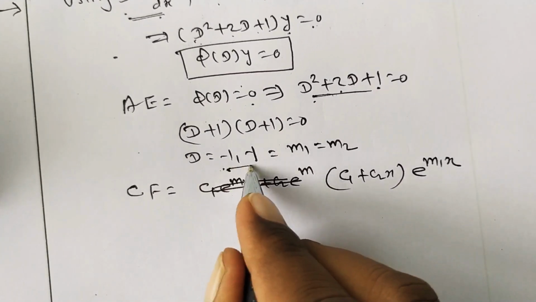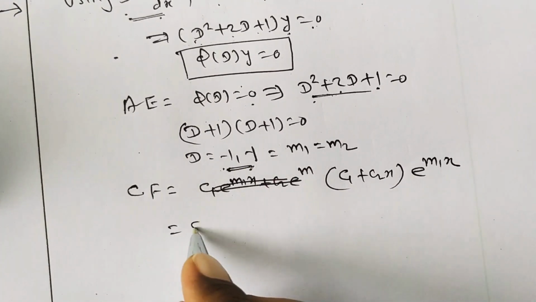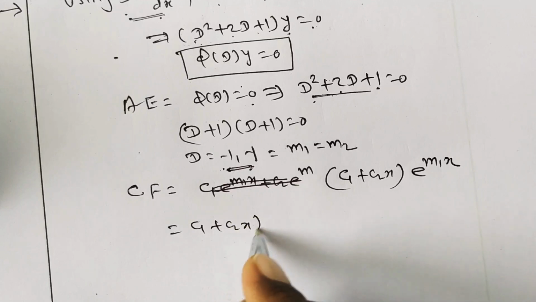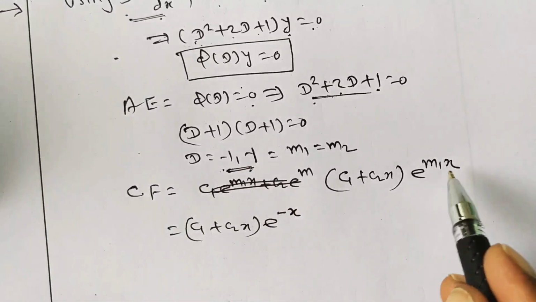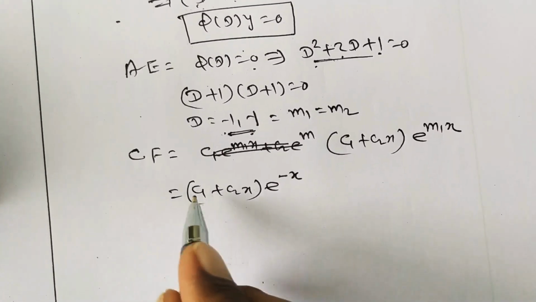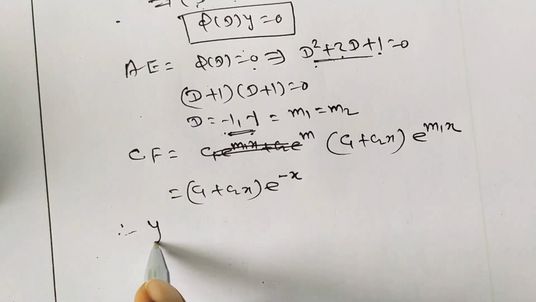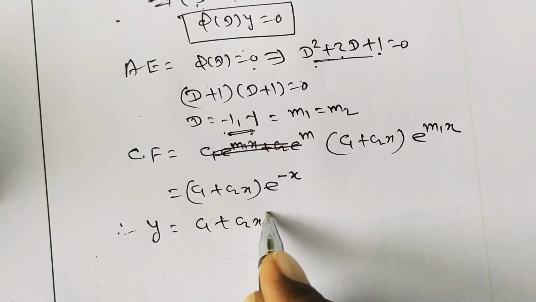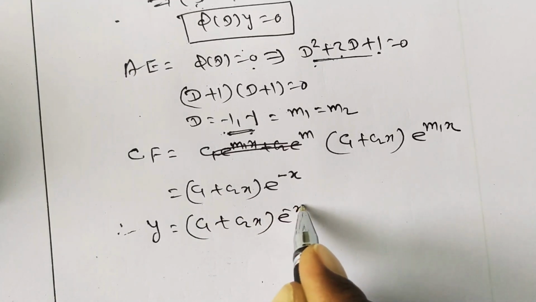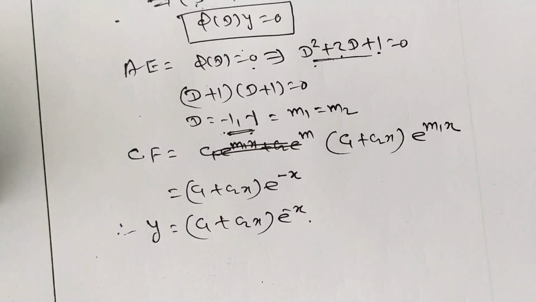So what is m1 here? Minus 1. If you put it here, then this becomes c1 plus c2x into e to the power minus x. Value of m1 is minus 1. So this is the CF, and therefore solution of given differential equation is y is equal to c1 plus c2x into e to the power minus x.